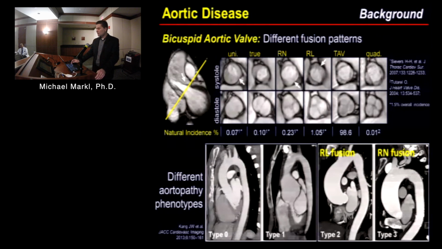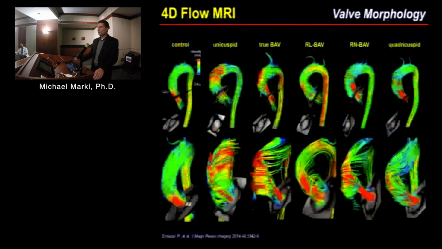And then again, one of the answers could be flow, and this is a study we did some time ago where we were fortunate enough to capture all these different types of valves. Again, we have the right-left, the most frequent morphology, the right non-fusion pattern, a quadricuspid valve, a unicuspid valve, and a control. And you can map out these different flow patterns. Without going into too much detail, the point I want to make is that these flow patterns are very different between individual patients.